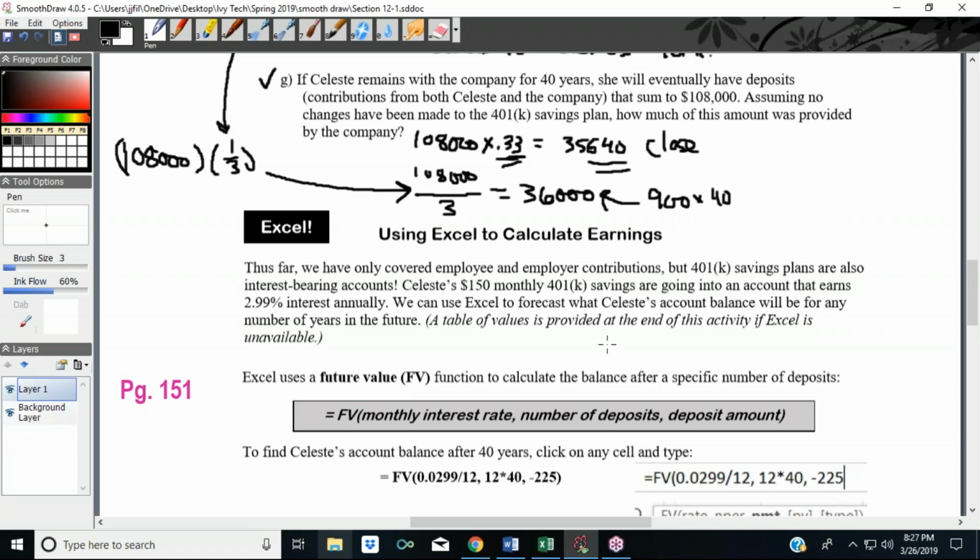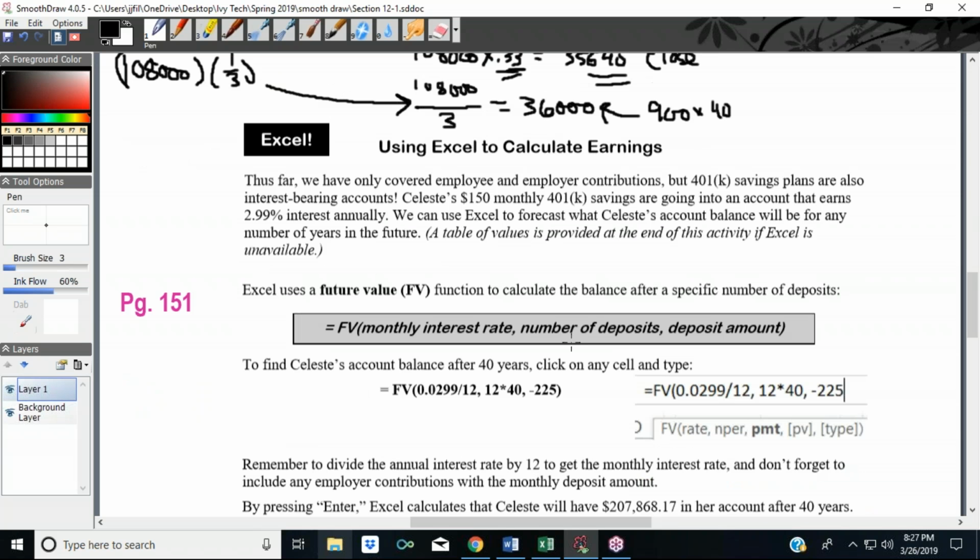So let's move on to the next little part here. It says using Excel to calculate earnings. And this starts on page 150, but then goes into page 151. So it says, thus far, we have only covered employee and employer contributions, but 401k savings plans are also interest-bearing accounts. Celeste's $150 monthly 401k savings are going into an account that earns, let's say, 2.99% interest annually. We can use Excel to forecast what Celeste's account balance will be for any number of years in the future.